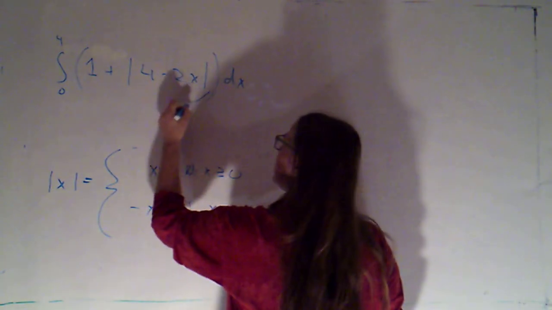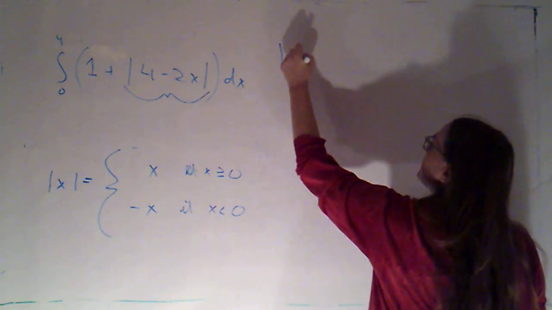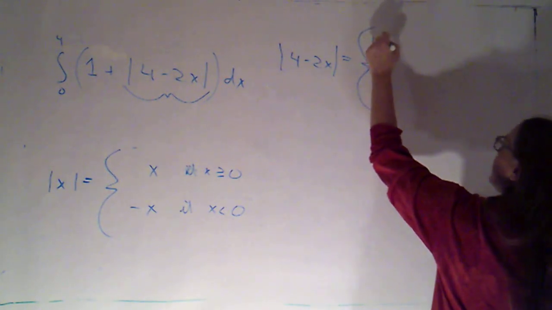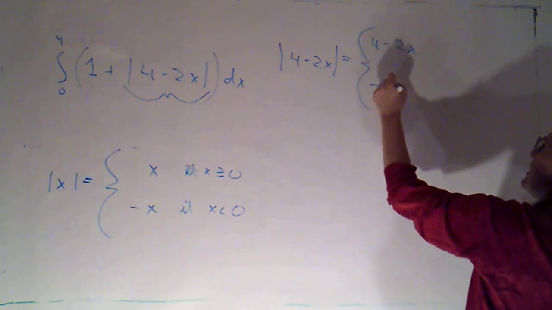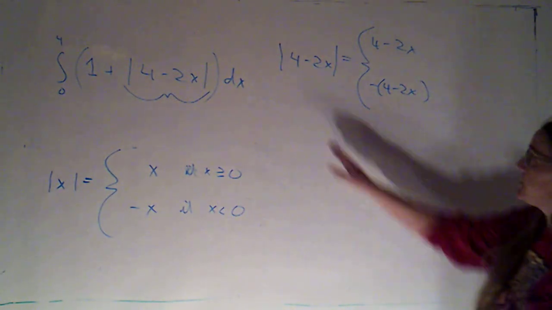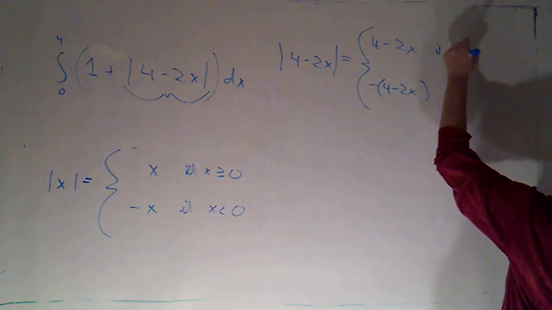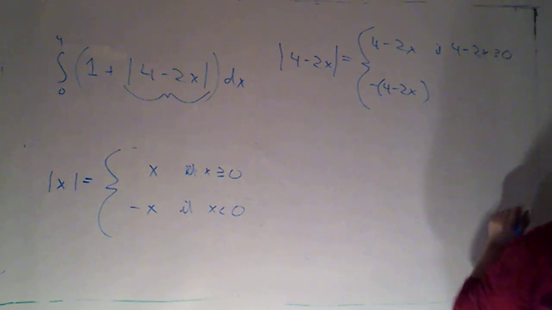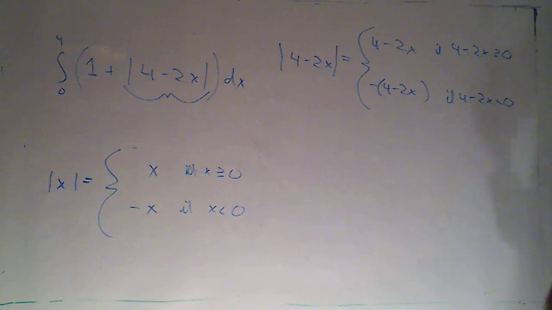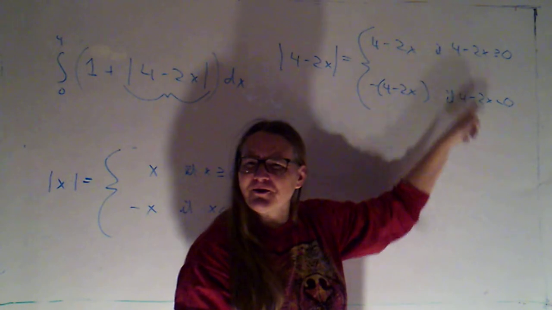Now what I'm going to do here is I'm going to focus on just that absolute value part. I'm going to say the absolute value of 4 minus 2x is going to be one of two things. It's either going to be 4 minus 2x, or it's going to be the opposite of 4 minus 2x. And of course the rule is determined by the sign of what's inside the absolute value. So this will be if 4 minus 2x is bigger than or equal to 0, and I'll take its opposite if 4 minus 2x is less than 0.